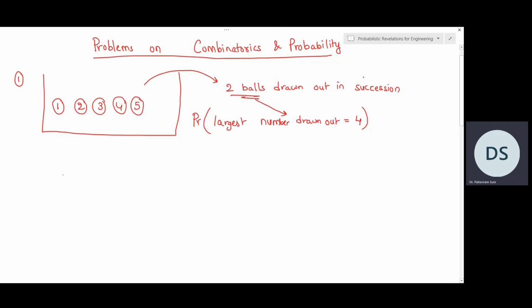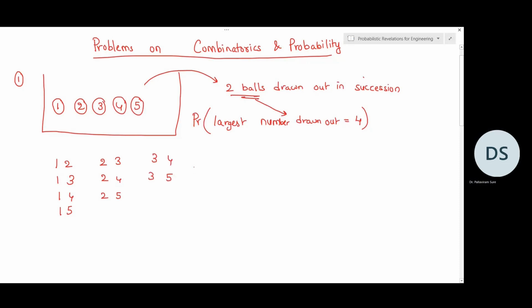So there are two balls which are drawn out in succession. So how many possibilities are there? How many combinations will be there to draw two balls? Let us see. So we can draw out 1, 2, 1, 3, 1, 4, 1, 5. Or we can draw 2, 3, 2, 4 and 2, 5. 3, 4, 3, 5 and the last 4, 5. So these are the combinations that are possible. So you can check them with 1, all the other combinations, with 2, with 3 and with 4.